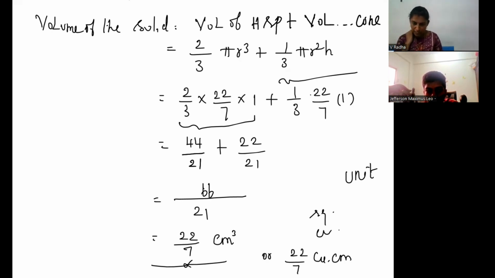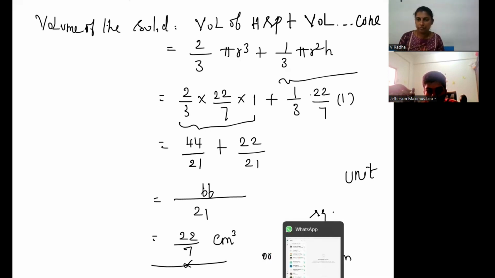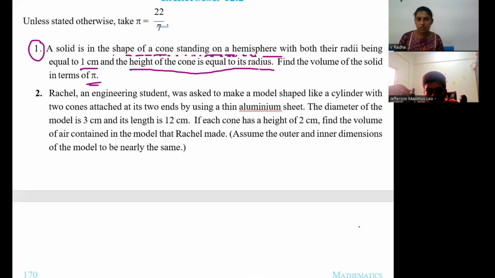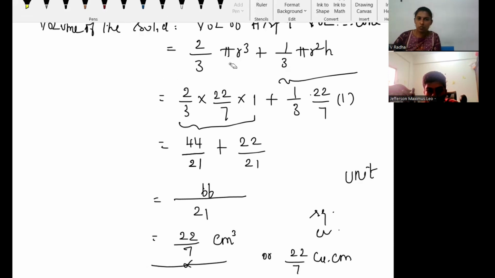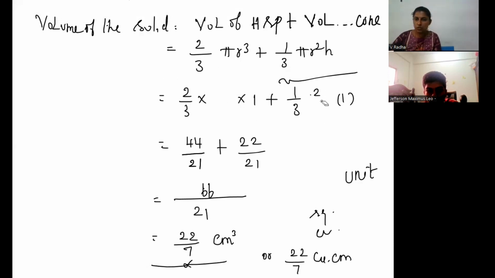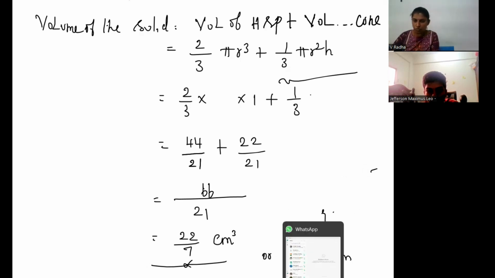Find the volume of the solid in terms of pi alone. Replace with the pi. There is no substitution. Go to the question again. Find the volume of the solid in terms of pi alone. In terms of pi means there is no need to put the 22/7. So, removing that, keep it in terms of pi alone. Okay, ma'am.